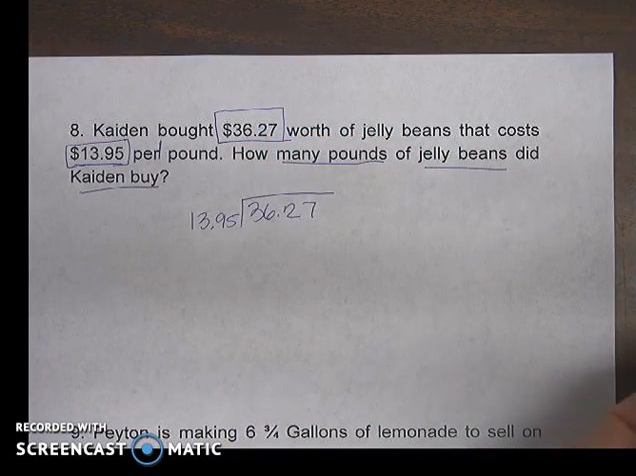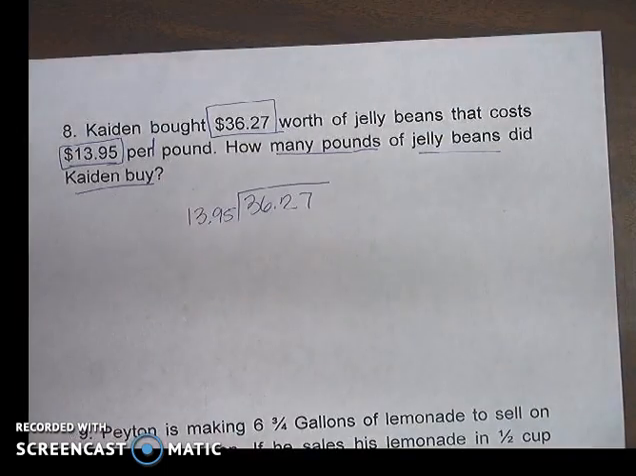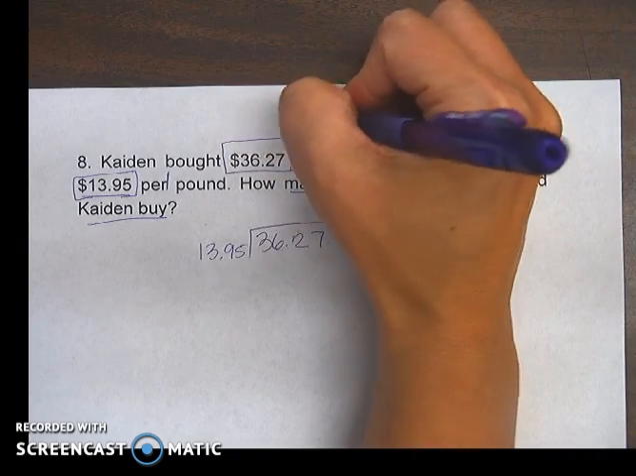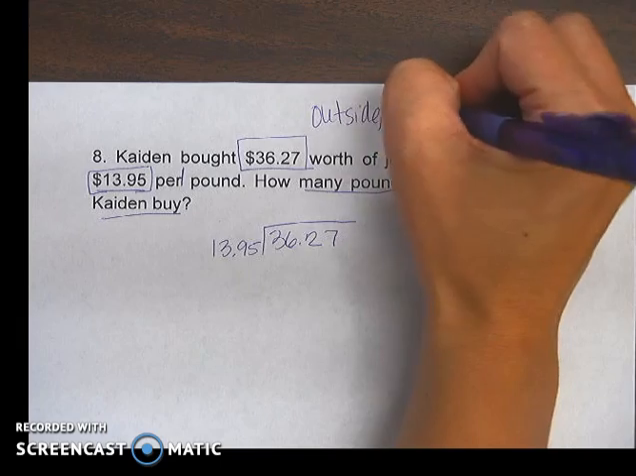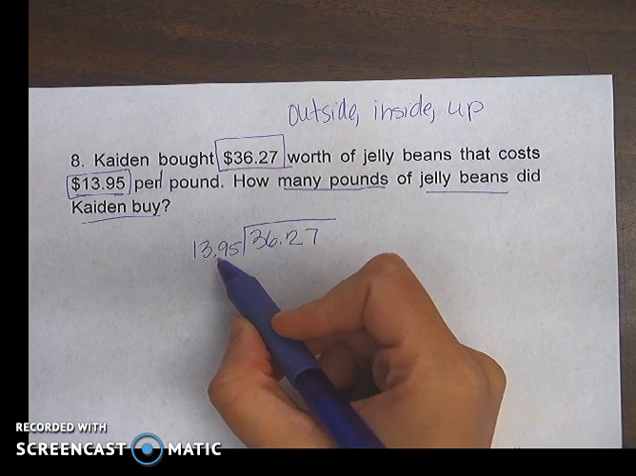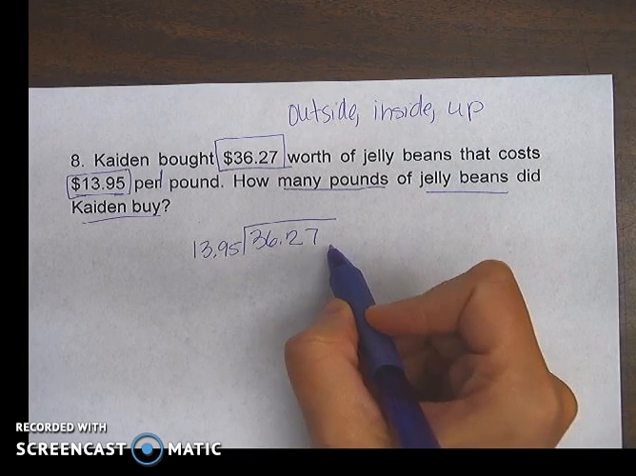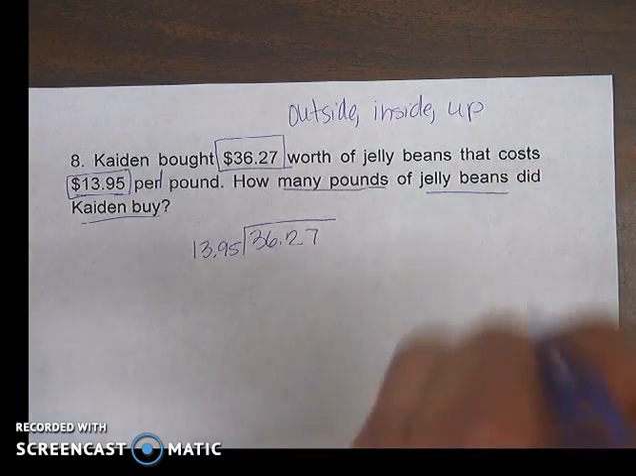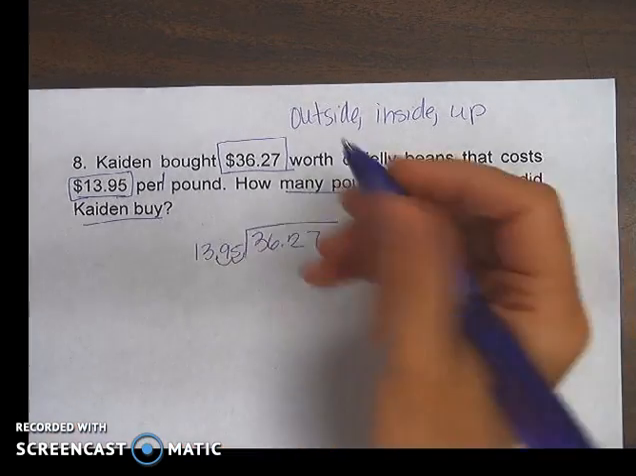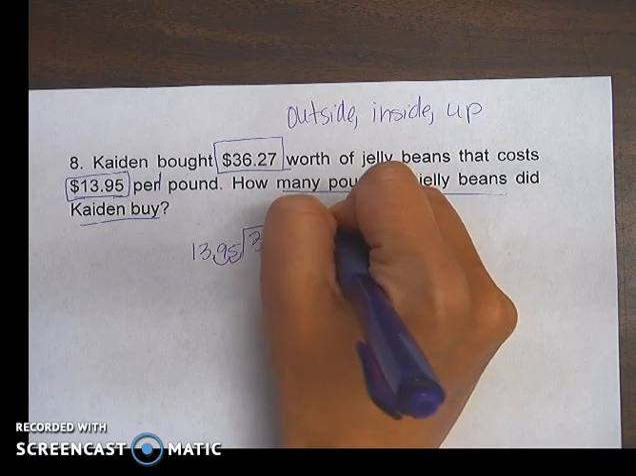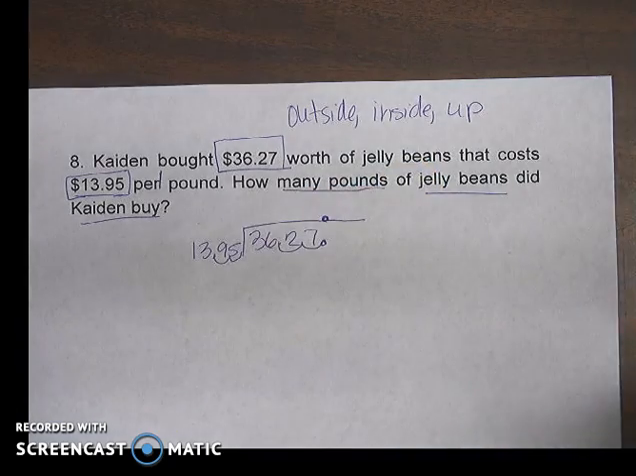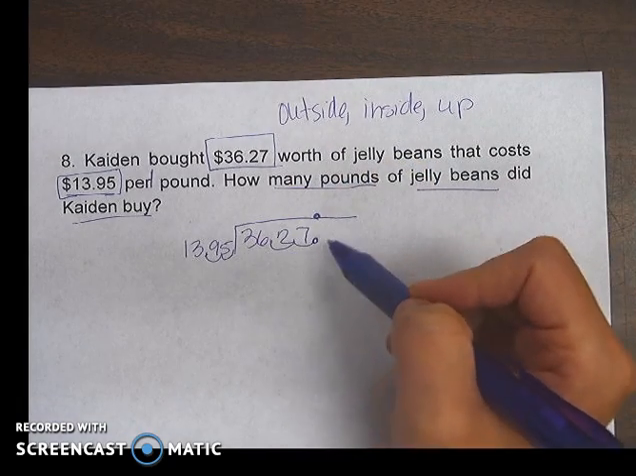Okay, when you're dividing decimals, what are you supposed to remember? Outside, inside, up, right? So let's go ahead and write that at the top. Outside, inside, up. And what this means, when you move your decimal on the outside, you also have to move your decimal on the inside and then bring it straight up. So if I moved it 2 places on the outside, I need to move it 2 places on the inside and then bring that decimal straight up. Now it's like I have 3,627 divided by 1,395.